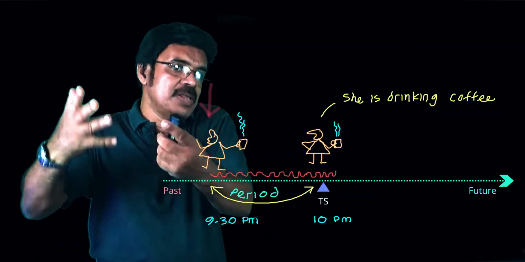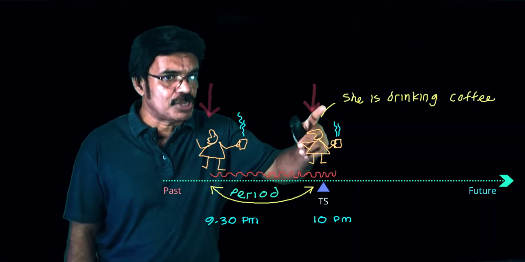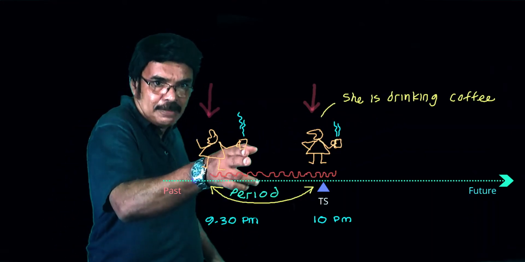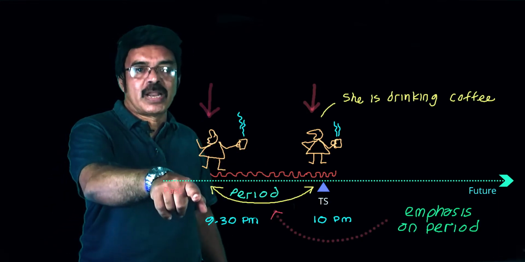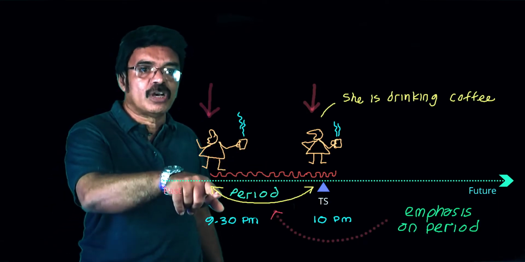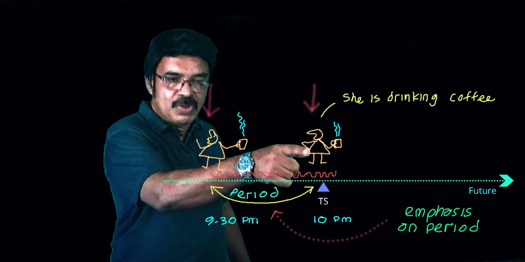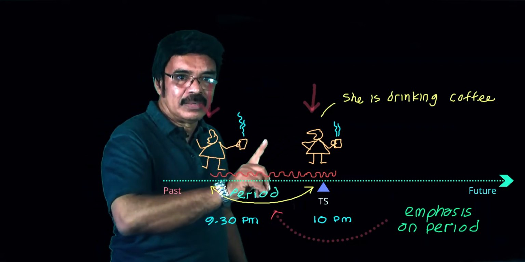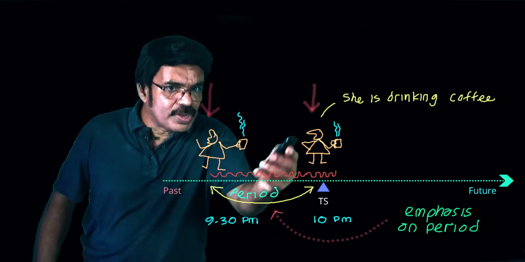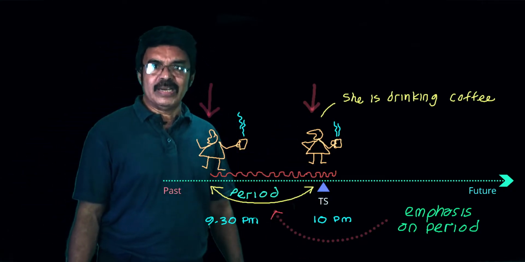But now we have a period. Do you think that we can express the idea using "she is drinking coffee" with that particular period? Emphasis on period now. We are focusing on the period, not especially the drinking coffee. That also should be focused, but other than her drinking coffee, we are focusing on a long period. That is a completely different thing.